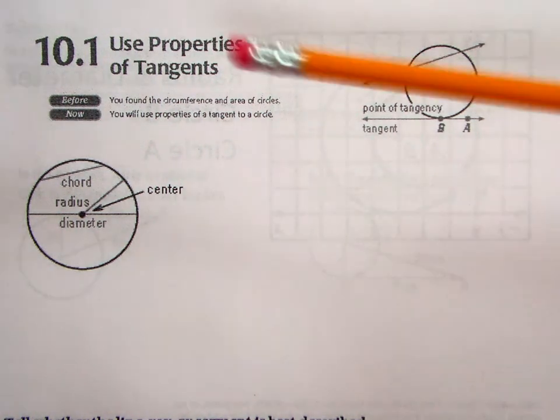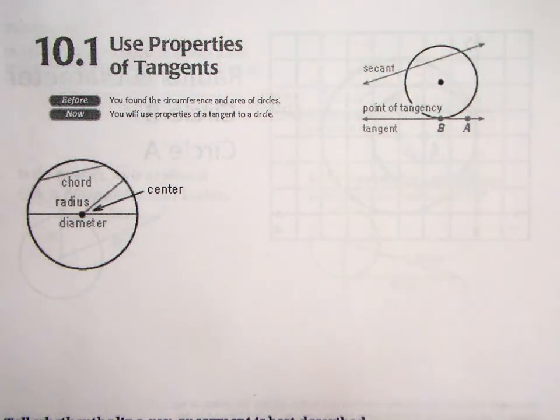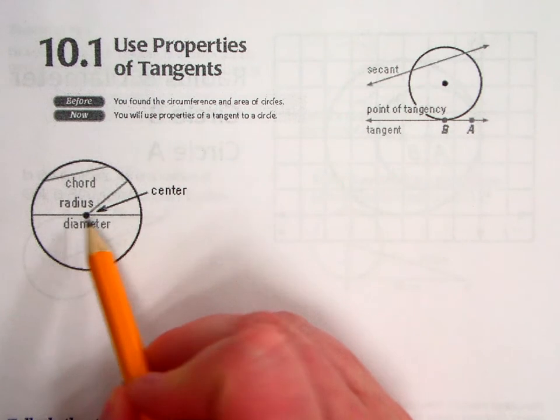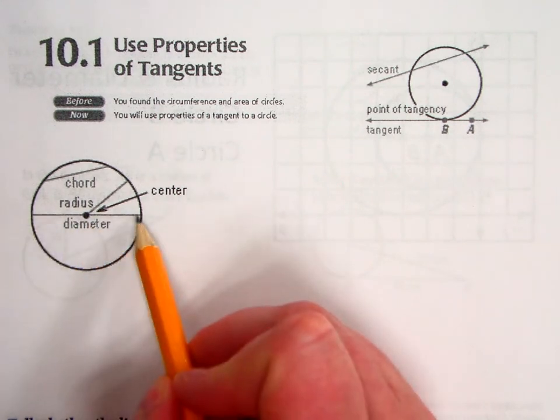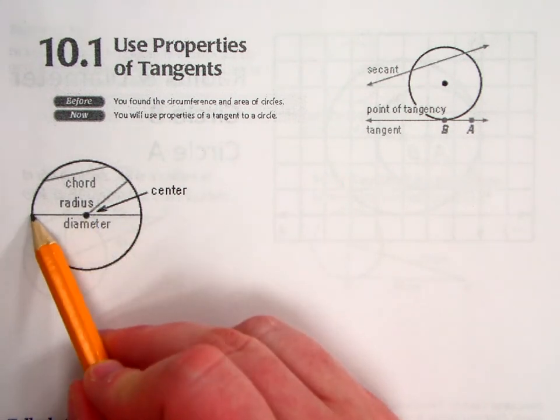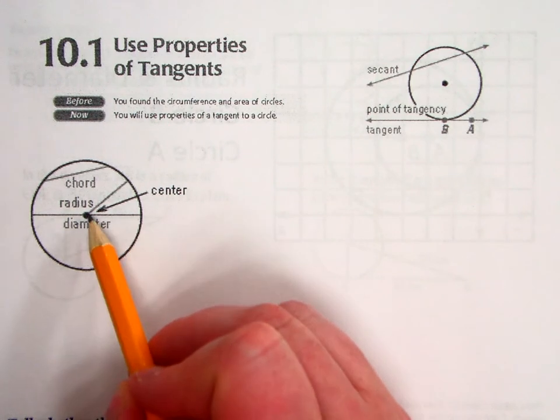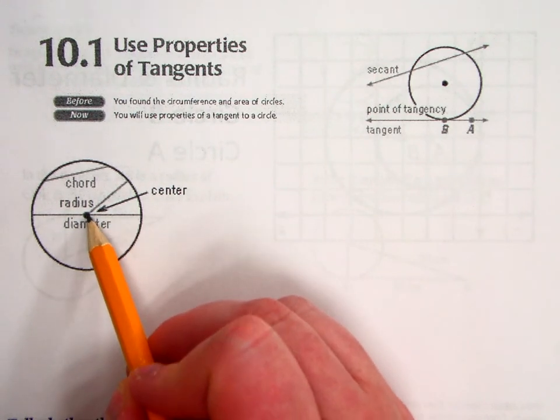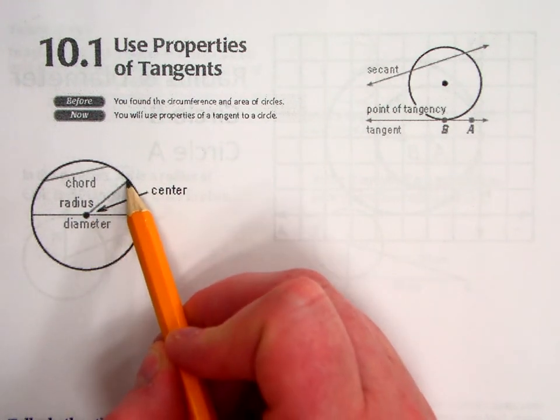Alright, using properties of tangents in Chapter 10. In Chapter 10 we're going to learn about circles. Circles have a center, a diameter that goes through the center of the circle from one side of the circle to the other side of the circle. We have a radius that starts at the center and goes to the endpoint on the circle.